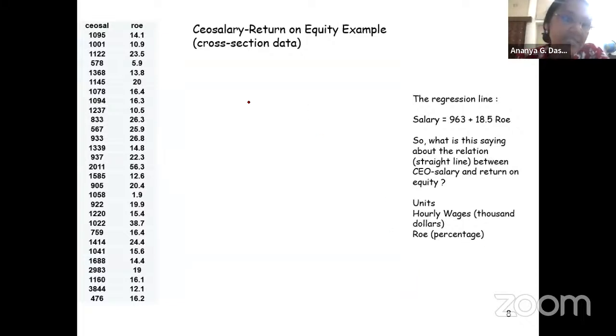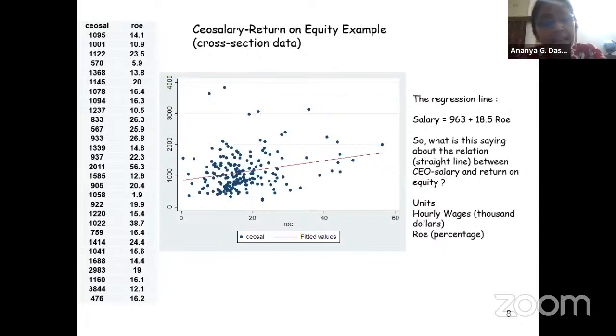So here I have a different example where I'm looking at firms. In particular, we are looking at the salaries of firm CEOs and the return on equity on those firms. Okay. So here I'm saying that the amount of salary that the CEO gets depends upon how the firm performs, and one parameter of firm performance is return on equity. Now here's a convention. We always put our dependent variable on the y-axis and we put our explanatory variable on the x-axis. So on the x-axis, I have ROE, as you can see, right?